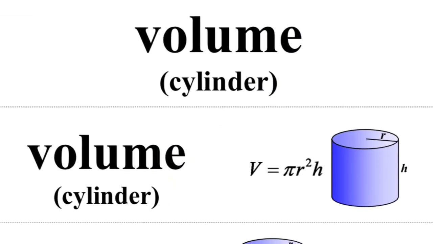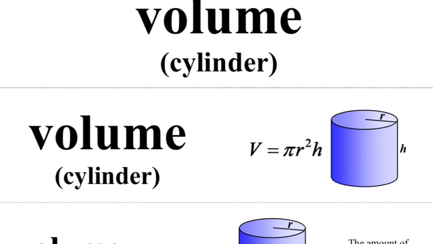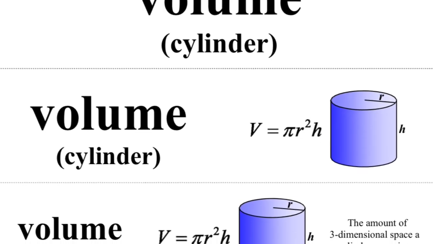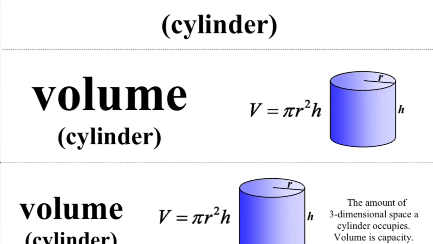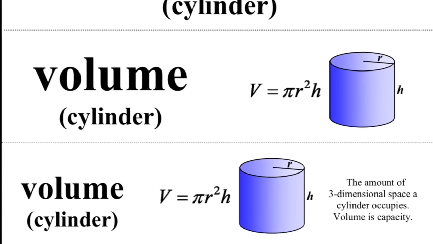The volume of a cylinder is almost the exact same as the volume of a cone, except the volume of a cylinder doesn't have the 1/3. In this case, V equals pi r squared h, which means that the cylinder is 3 times bigger than the cone, or a cone is 1/3 as big as the cylinder.